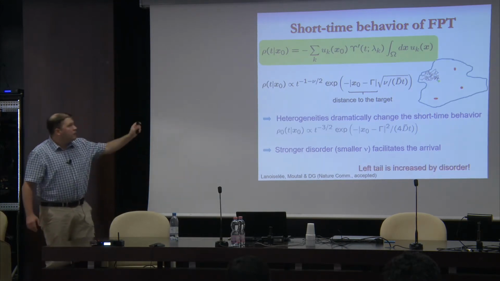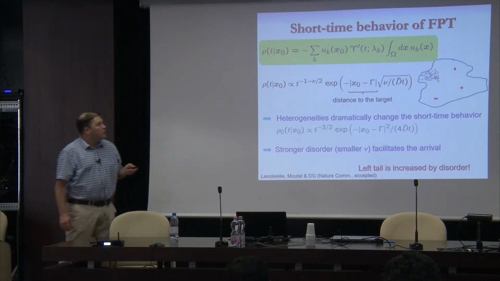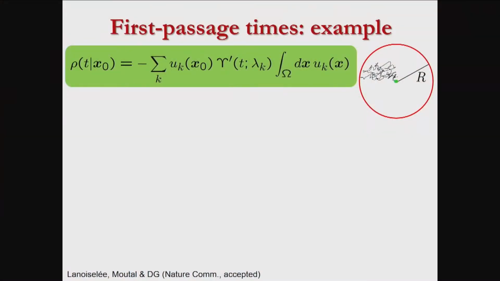So these are just general asymptotic behaviors. Let me give you just an example, and I will take the simplest example possible, just a sphere. We start in the center, and what is the time to arrive onto the boundary of the sphere? The advantage of this example is that everything is computable explicitly.